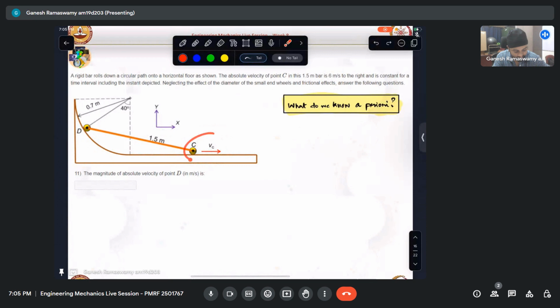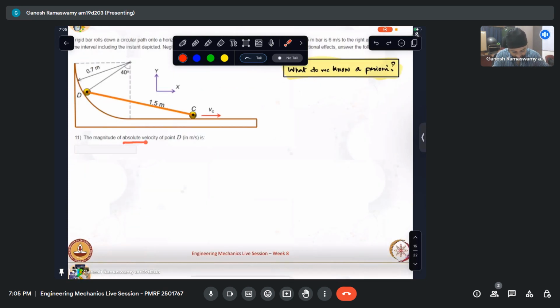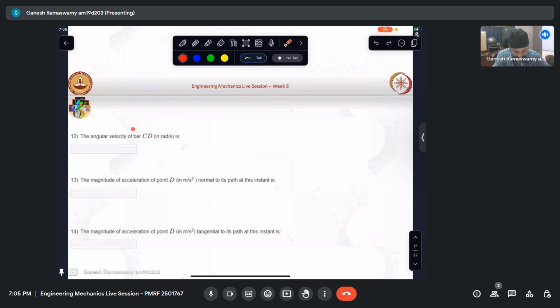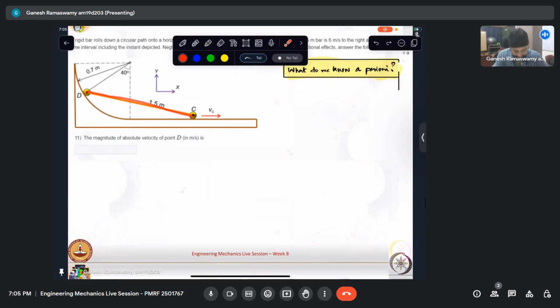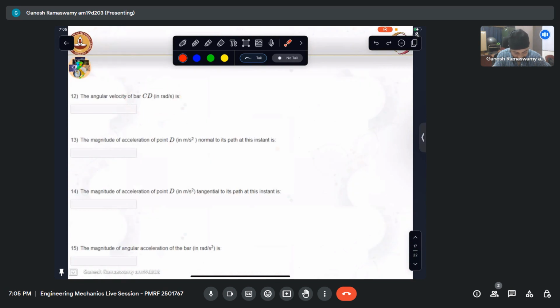Neglecting the effect of the diameter of the small wheels and friction, answer the following questions. So what are the questions that are asked? What is the magnitude of the absolute velocity of D? Absolute velocity of this point D is asked. The angular velocity of the bar CD is asked. So what is the angular velocity of this rigid bar? The magnitude of acceleration of point D normal to its path, the magnitude of acceleration of point D tangential to its path, and then the angular acceleration of this bar are asked.